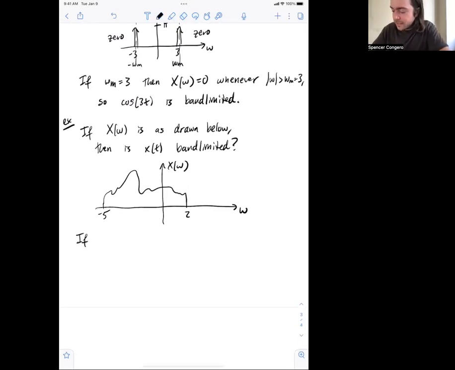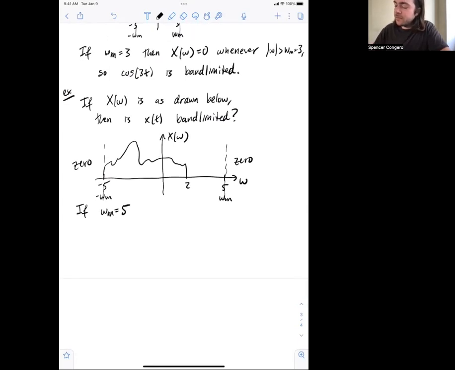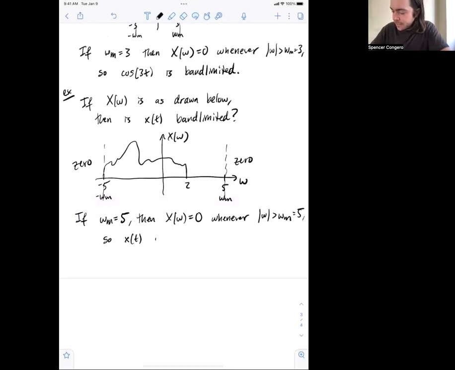So if we take omega m to equal 5, then this would be negative omega max. I could go out to 5 here, and this would be omega sub max. And now that works for our band limited definition because our function is 0 outside of that window. It's limited to that frequency band. So if we take omega sub m to be 5, then x of omega equals 0 whenever the absolute value of omega is greater than omega max, which was 5 here. Okay, so x of t is band limited.